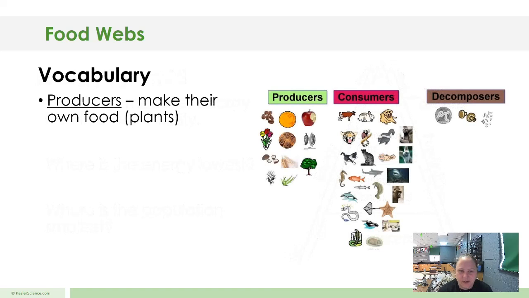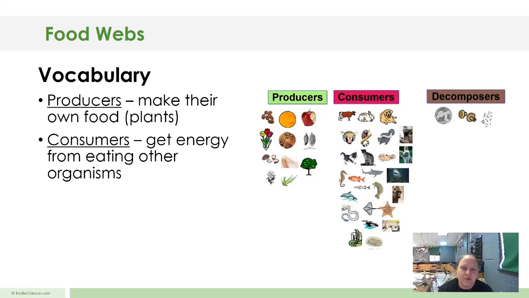So vocabulary: producers make their own food. They're plants, and the fruit and vegetables and stuff that we eat are the produced product of a plant. Consumers get energy from eating other organisms. So all the consumers get their energy from eating living things, whether it's just plants, herbivores, or carnivores, which are meat eaters.